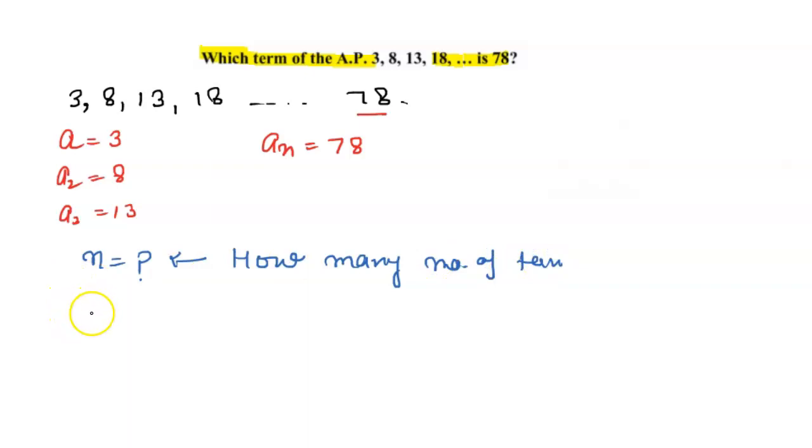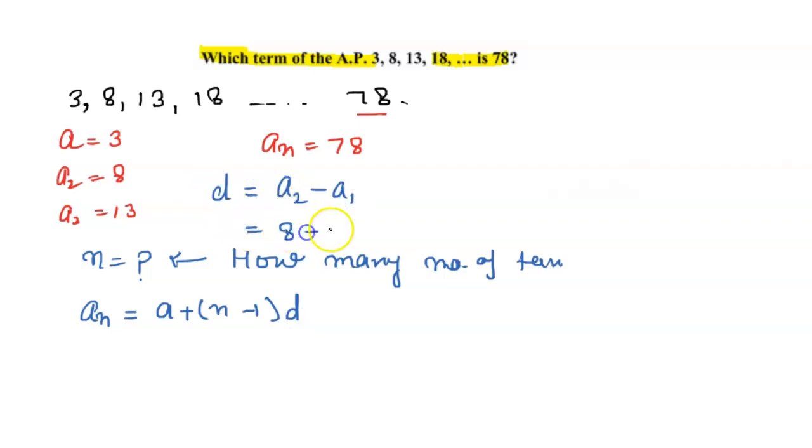Now we should use the formula an is equal to a plus n minus 1 into d. The d, common difference, is equal to a2 minus a1, is equal to 8 minus 3, is equal to 5. Now put this value in this formula. Here an is given as 78. So 78 is equal to 3 plus n minus 1 into 5.